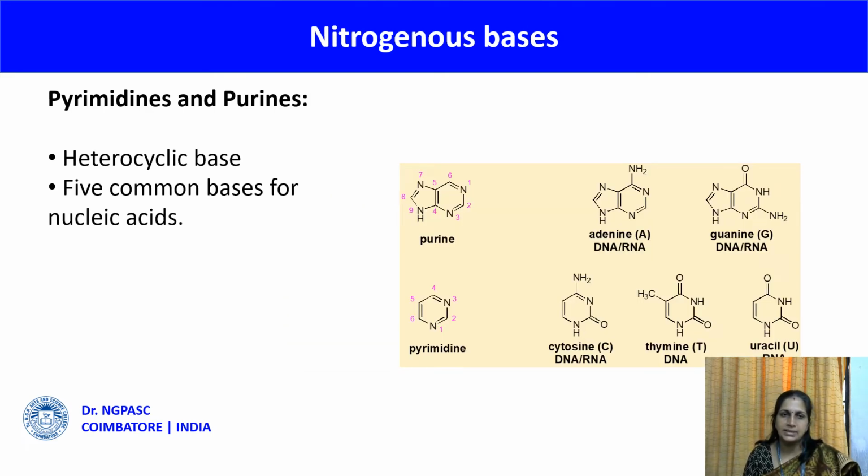Coming to nitrogenous base. Nitrogenous bases are categorized into purines and pyrimidines. These are heterocyclic bases. There are 2 purines and 3 pyrimidines, out of which adenine and guanine are categorized under purine, whereas cytosine, thymine and uracil are grouped under pyrimidines. Adenine and guanine exist in both DNA and RNA, and among the pyrimidines, cytosine exists in the DNA and also RNA, whereas thymine exists only in the DNA and uracil exists only in the RNA.